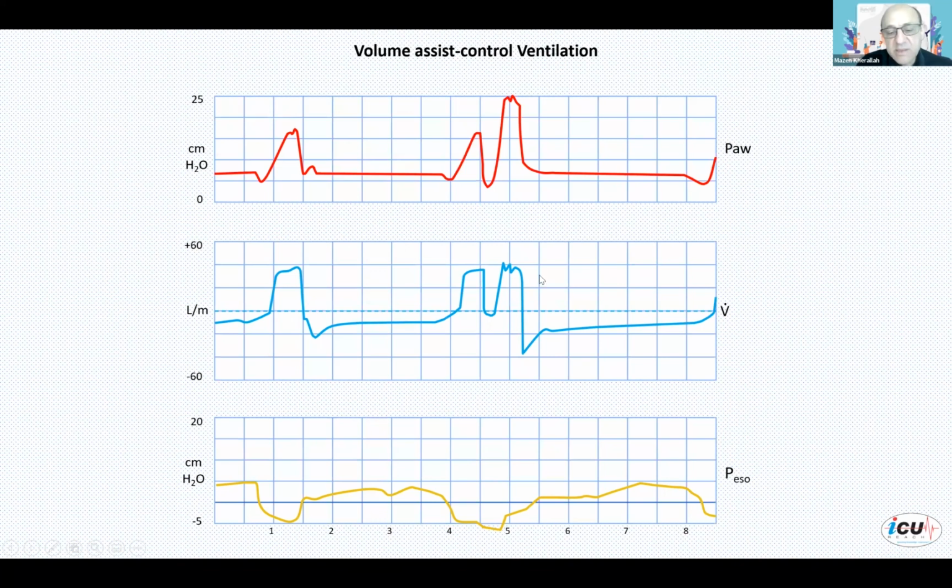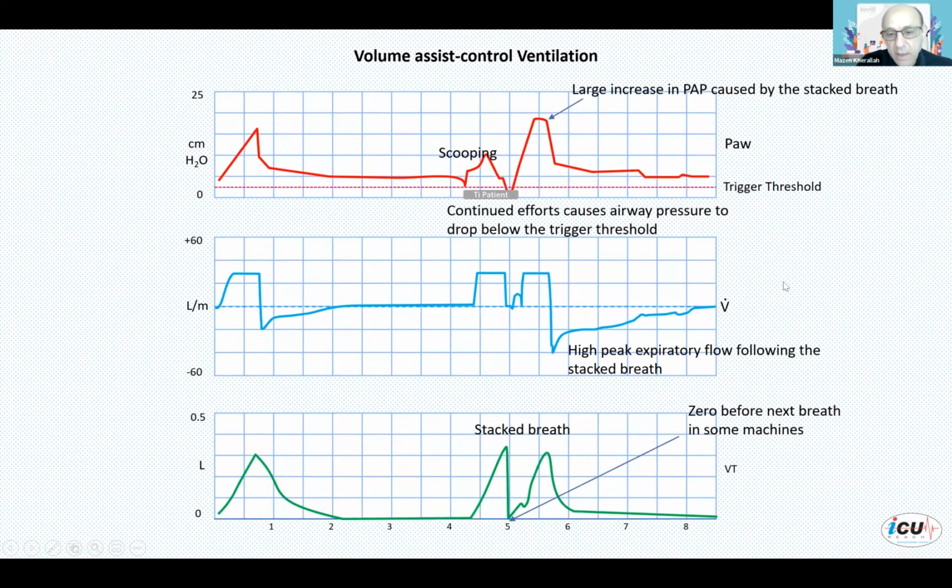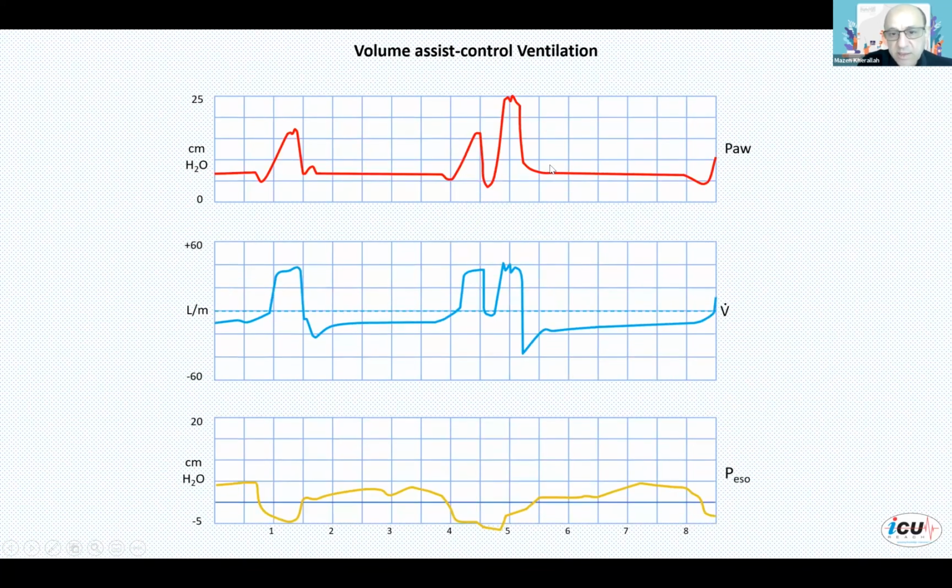Now, another example here. This one I explained without looking at the esophageal pressure. This is the first breath and the second breath. So let's take a look at this example here. However, we're looking now at the esophageal pressure. So you don't see the volume, you see only the flow, the pressure, and the esophageal pressure. So first, this is our trigger threshold. And you will see that the first breath is triggered at this point here.